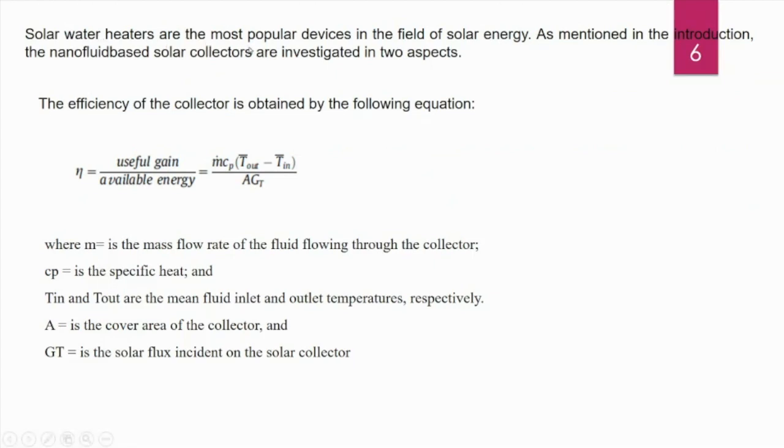The solar water heater, as I have already told, is used to heat the water. These are the simple formulas for the solar collector. Efficiency is equal to useful heat gain over available energy. Useful heat we can simply calculate as m Cp (T out minus T in) upon A Gt. M is the mass flow rate, Cp the specific heat, T out the outlet temperature of air in case of a solar air heater, and of water in case of a solar water heater, T in is the inlet temperature, A is the area, and Gt is the solar flux incident on the solar collector. This is the simplest equation with which we can calculate the efficiency of a solar collector and solar water heater.